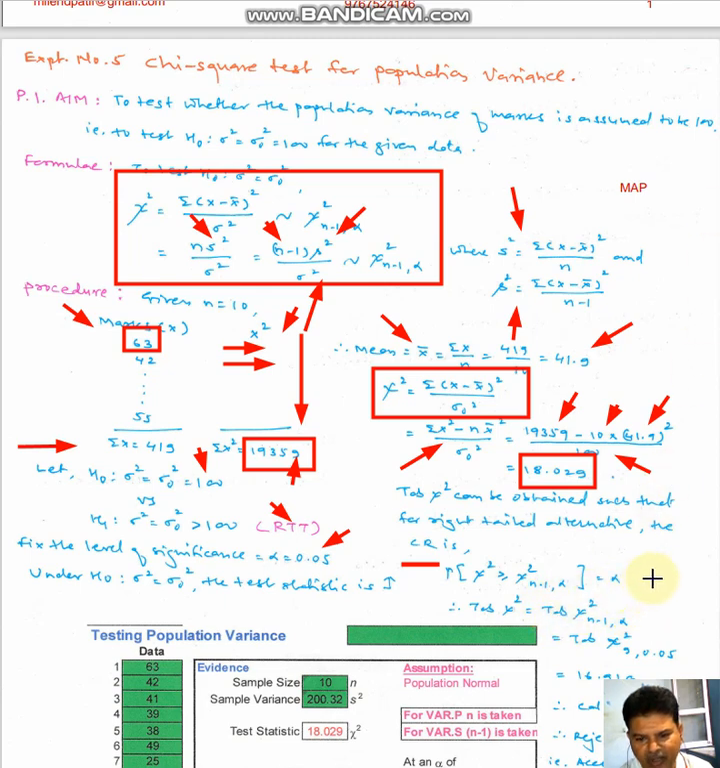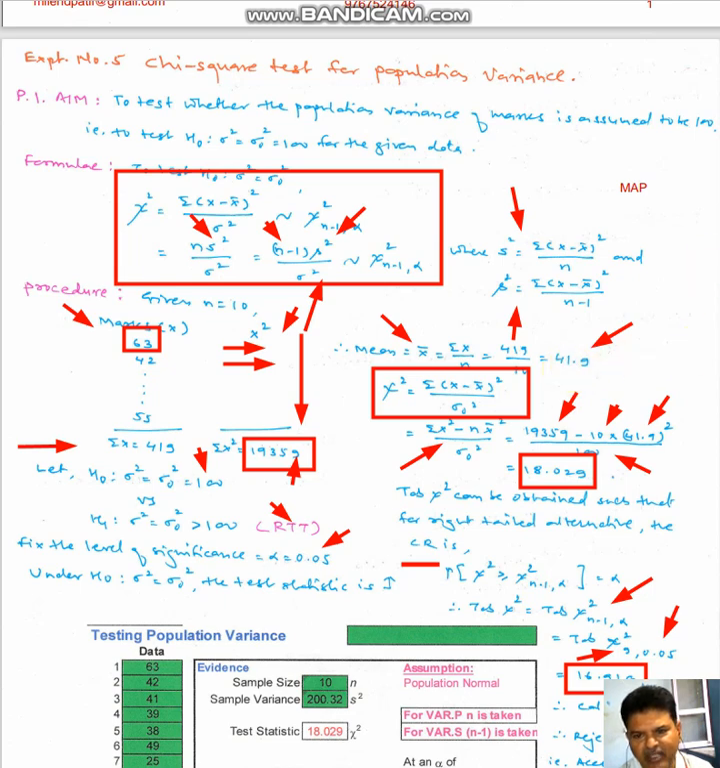So this is the value of table chi-square, n minus 1. What is n? n is the number of observations. How many observations were there? 10. 10 minus 1 is 9. The level of significance is 0.05. So the value which we are getting is 16.919. I will show you how we can get this value from the table.